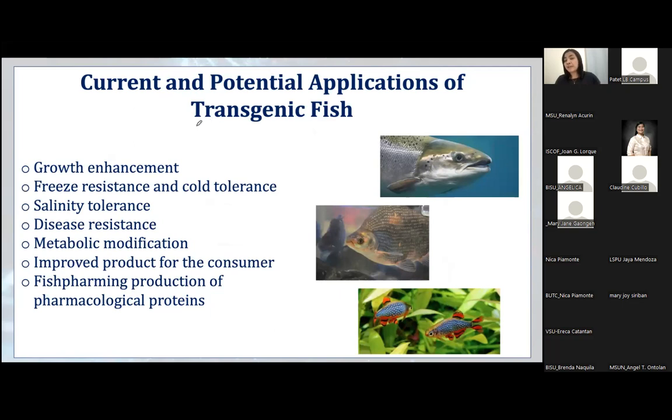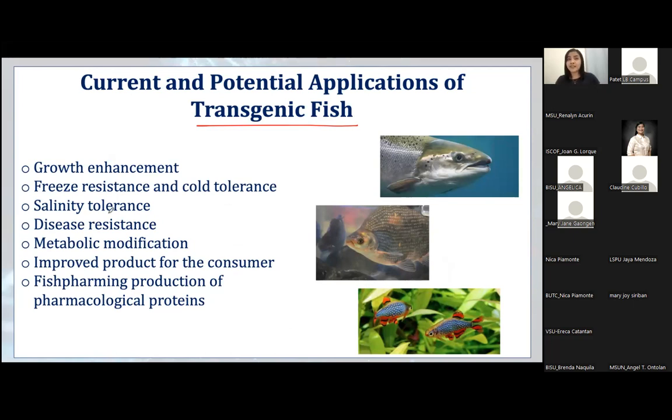Okay. So these are the current and potential applications of transgenic fish. Lumabas ito sa board exam class, itong term na transgenic fish. So tandaan nyo yung kanyang definition ha, transgenic fish. So ito, the following: growth enhancement, freeze resistance, and cold tolerance, especially those fish from the temperate countries. They have genes inserted in order for them na makatolerate ng cold. Kasi sometimes, di ba, yung iba, if in a cold environment, they cannot really spawn.